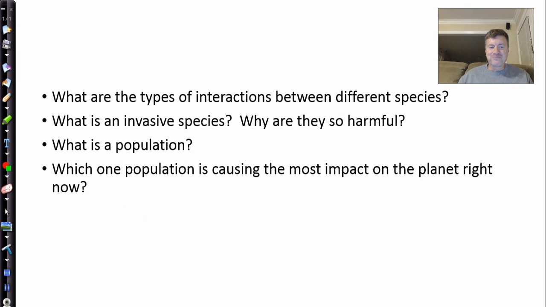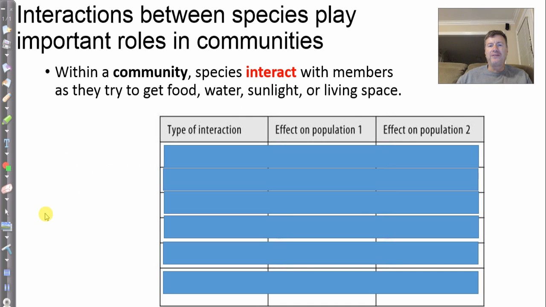Let's get started looking at interactions between species. We're not going to dwell on the definition of species right now. It's used a little broadly here. You can think of populations as the better term rather. So interactions between species or between populations. Interactions here can be anything.